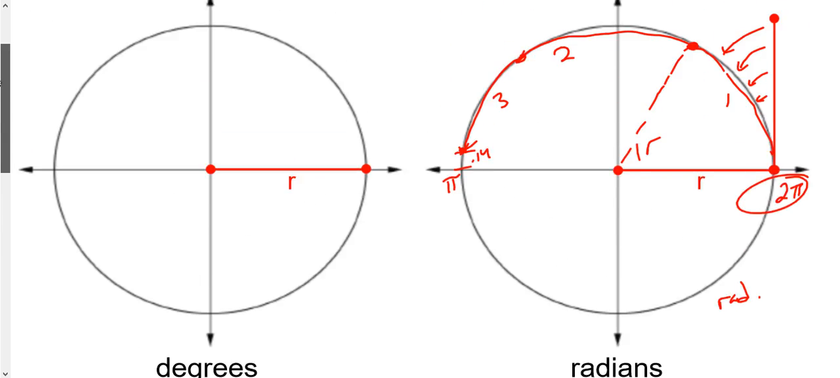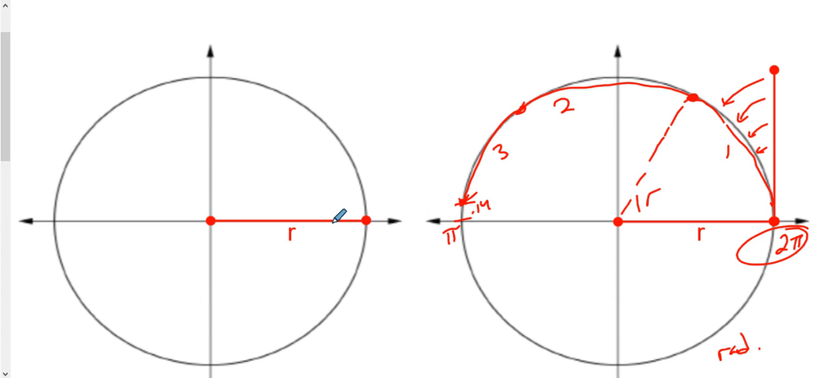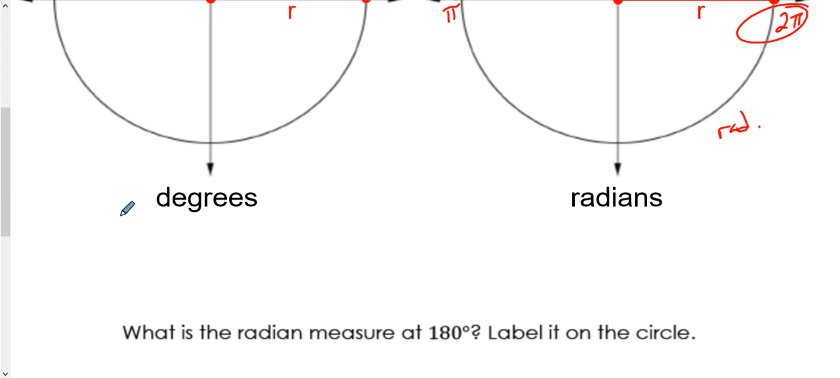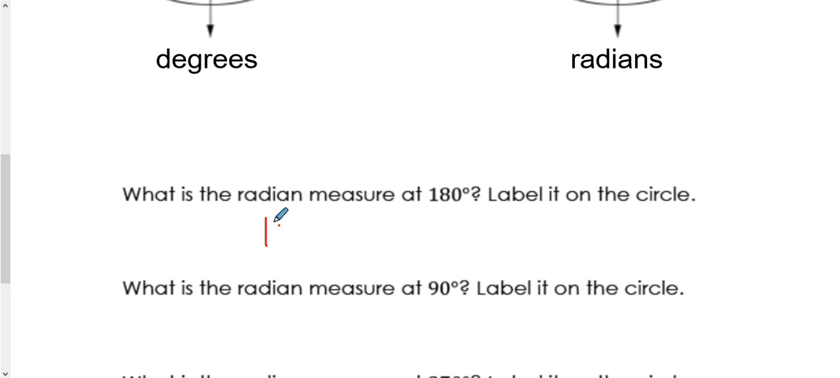All right, we kind of already did that. On a circle, if we rotated 180 degrees, that would bring us to here. But on this circle, using radians, 180 degrees over to here is going to be pi. So keep that in mind, that 180 degrees equals pi radians.